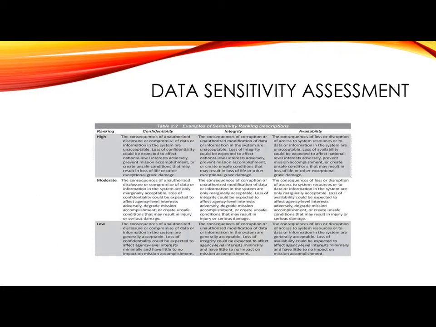Okay? Data sensitivity assessments. You have the low, medium, and high, and you have the CIA across, right? So here it gives you an idea. For example, a high confidentiality level. The consequences of unauthorized disclosure or compromise to data information on system is unacceptable. Loss could be expected to affect national level interest adversely.